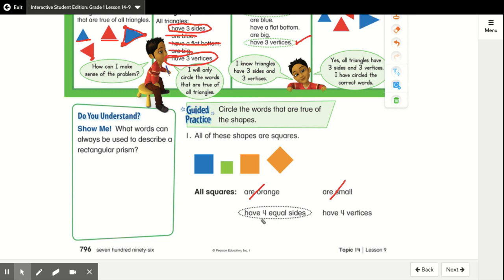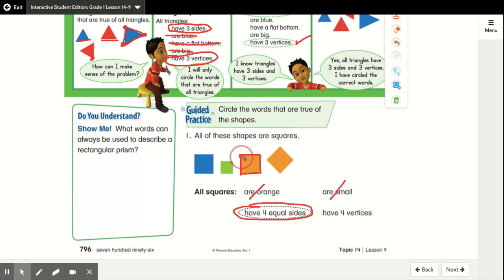Do all squares have four equal sides? Yes. All squares will always have four equal sides. Otherwise, it's not a square. So let's double check here. 1, 2, 3, and 4. And all sides are equal. Four equal sides.